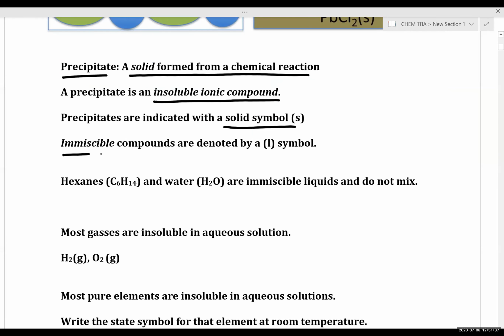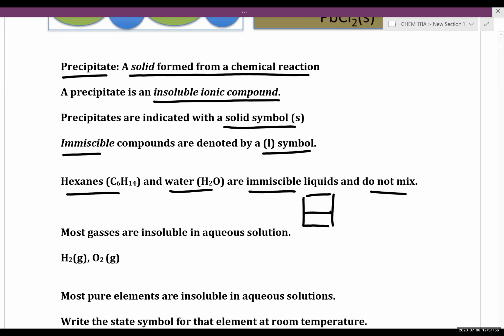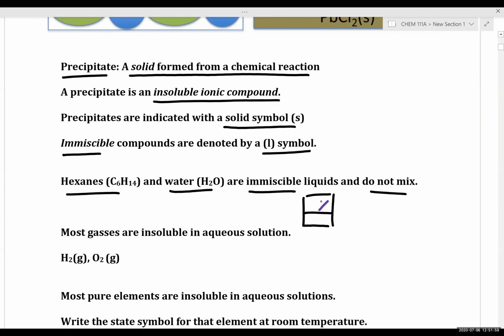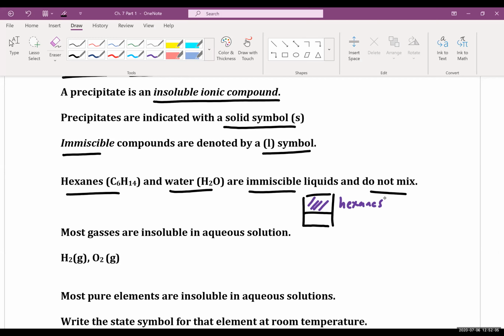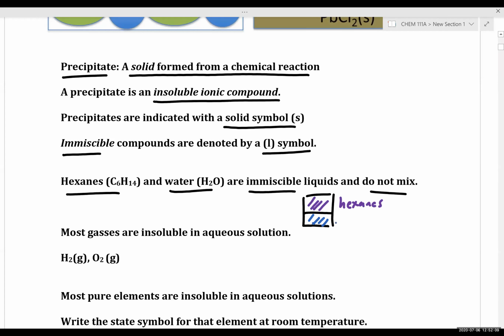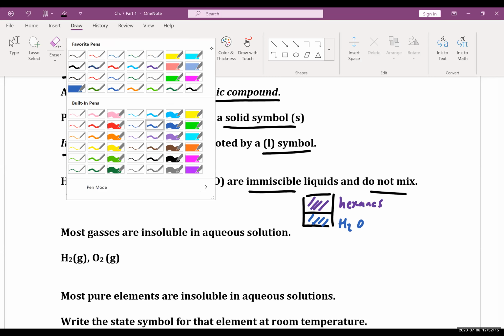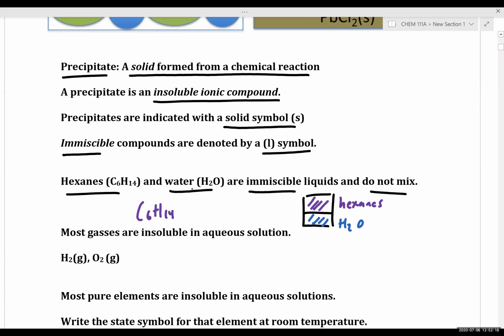Likewise, immiscible, not mixable, compounds are denoted by a liquid symbol. For example, hexanes and water are immiscible liquids and do not mix. We'd have a clear phase boundary where we can clearly tell the hexanes apart from the water. So these two liquids are immiscible, and we write hexanes, C6H14, with the liquid symbol.